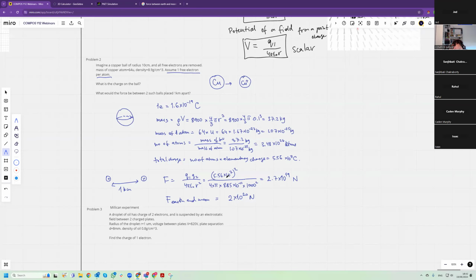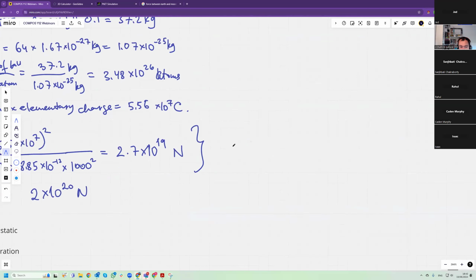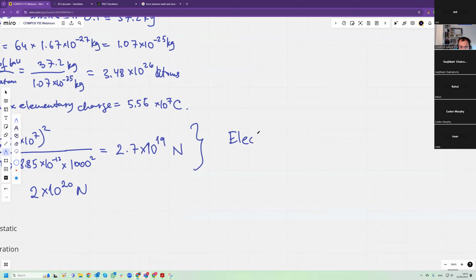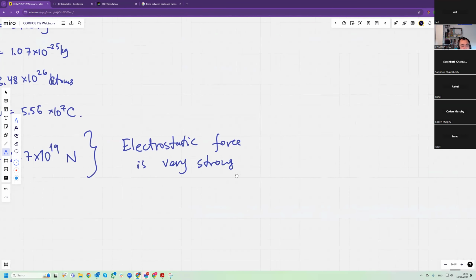So bottom line is, the electrostatic force is incredibly strong. This is the conclusion that you need to bring. The conclusion: the electrostatic force is very strong. Okay, not as strong as the nuclear force, but it's a very strong force.